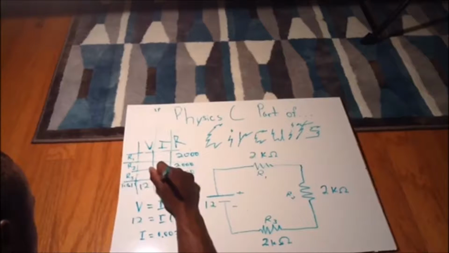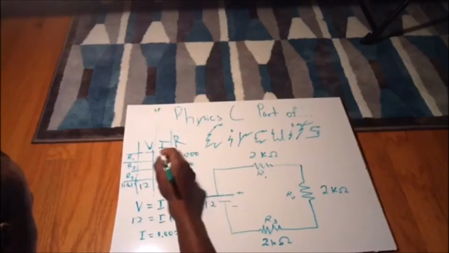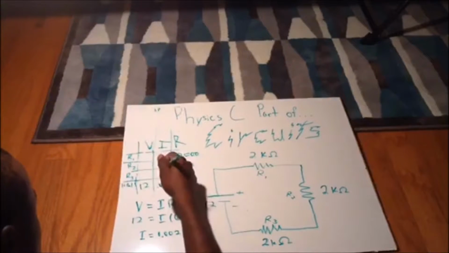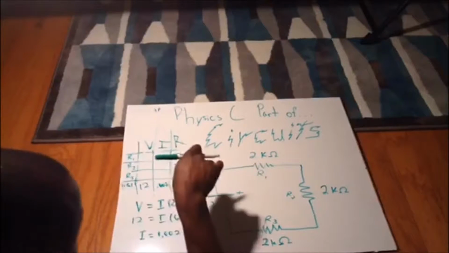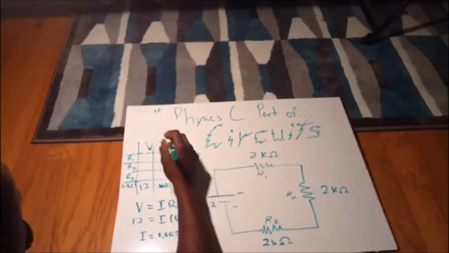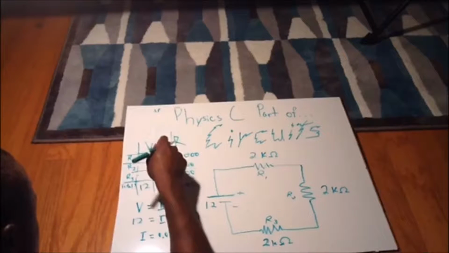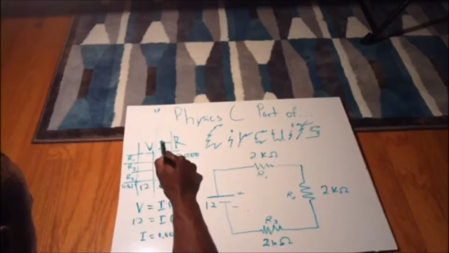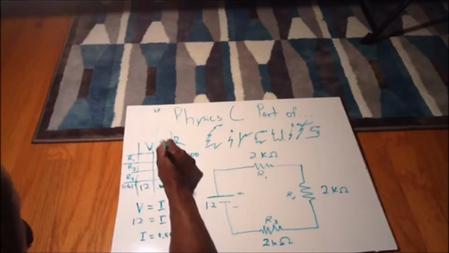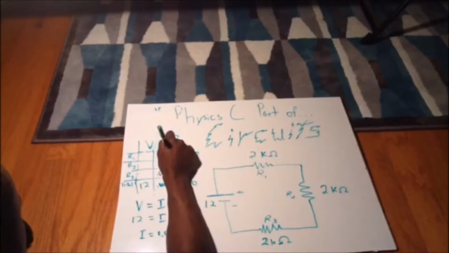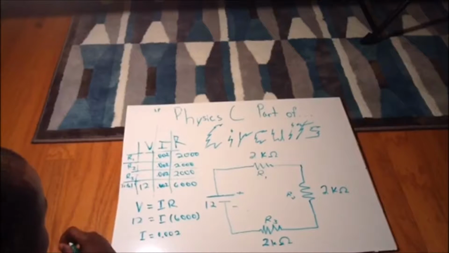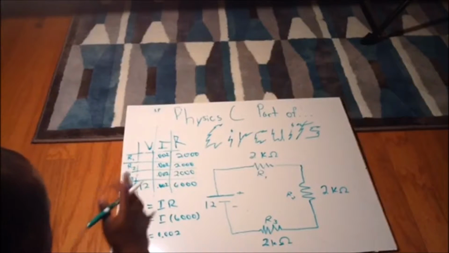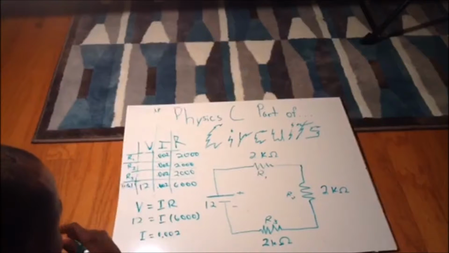We plug it in here to get 0.002, and that is actually the current throughout the entire thing. This is a series circuit, and Kirchhoff's law shows that the current will be the same throughout. So 0.002, 0.002, 0.002 again.